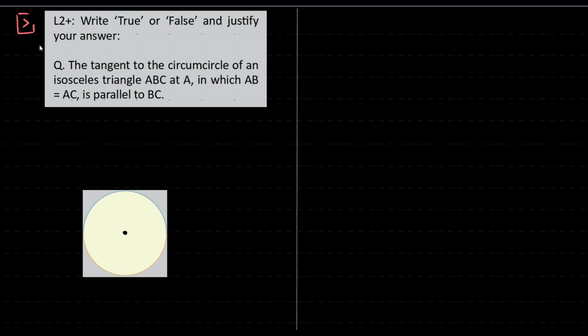Write true or false and justify your answer. The tangent to the circumcircle of an isosceles triangle ABC at A, in which AB is equal to AC, is parallel to BC. First word that we'll need to understand over here is circumcircle.